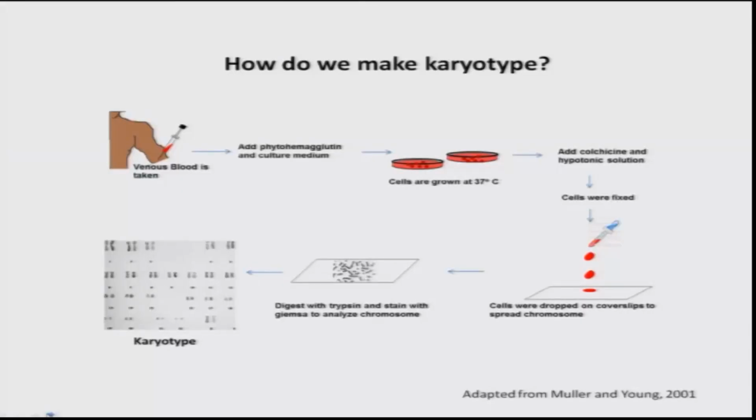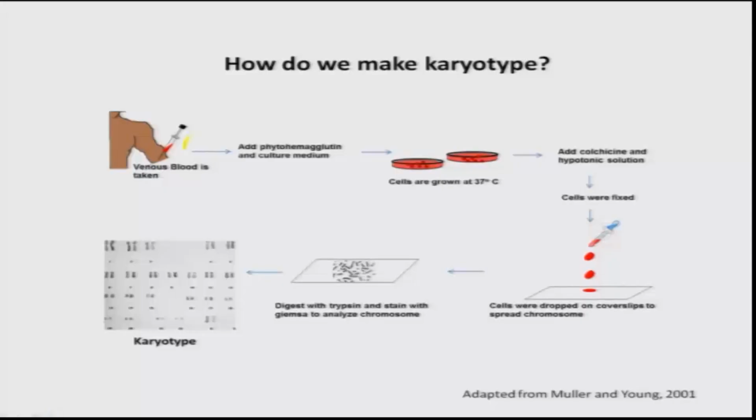So, in the 1950s, they developed a technique to grow cells. Until then, people were looking at chromosomes in the tissues of dead individuals. They used to make sections and look at chromosomes, and they were unable to find the number because it was very difficult to view all the chromosomes in any given section. So, in the 50s, they developed a technique wherein they are able to culture human cells.